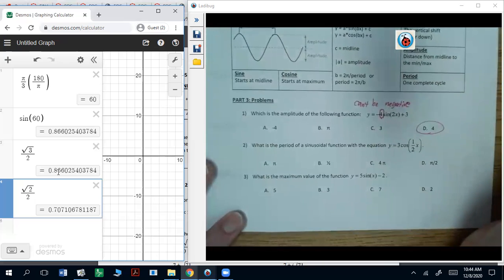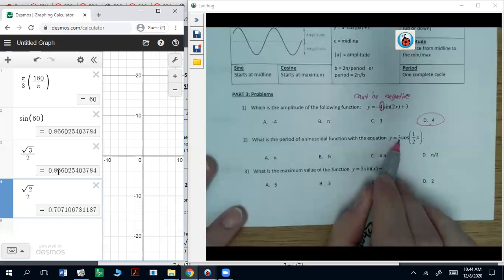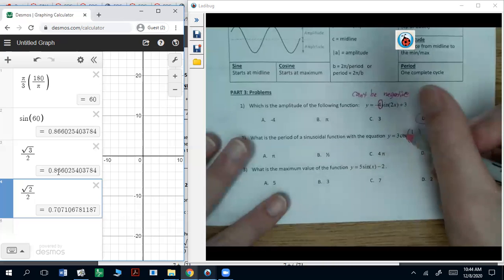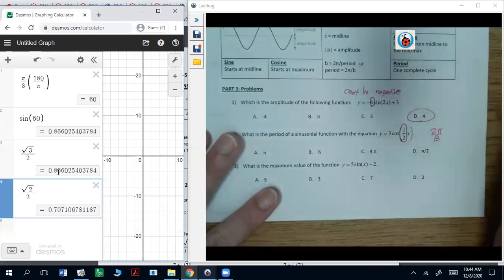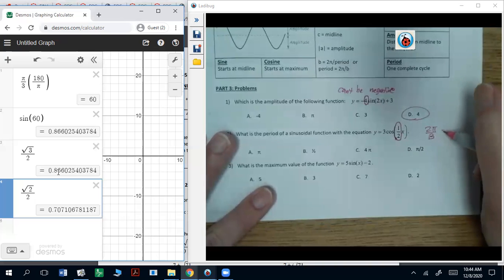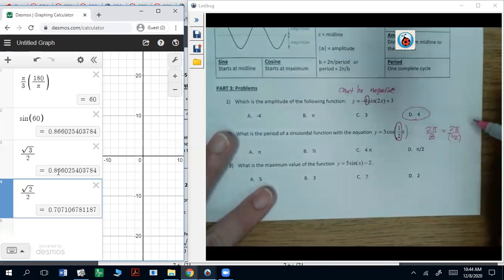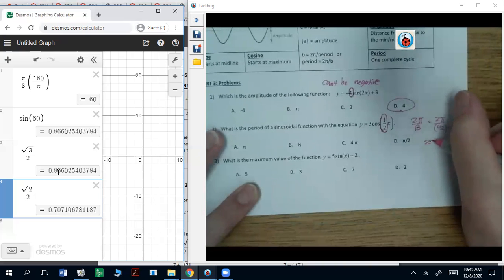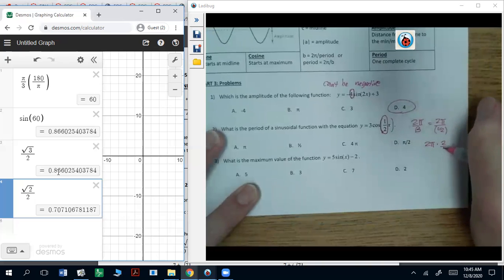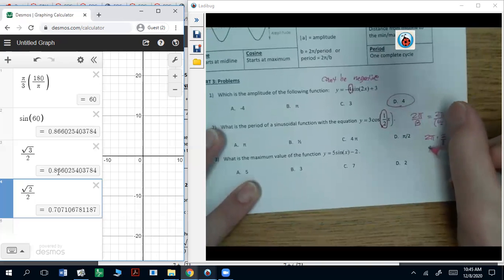That's your A value. What is the period of the sinusoidal function with the equation y equals 3 cosine 1/2 x? The period is 2 pi over b. So your b value is 1/2. So 2 pi over 1/2. You can divide a fraction by multiplying by its reciprocal. So you can say 2 pi times 2 over 1, and that period will be 4 pi.